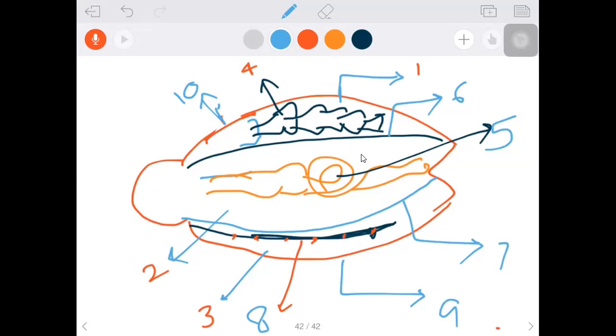Number 8, nerve cord. Number 9, sterna, the ventral scleroid plates. Number 10 is terga, the dorsal scleroid plates. So you need to practice here, because these things will come again and again.